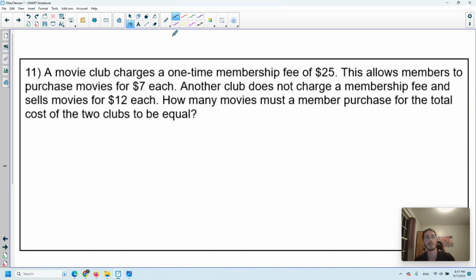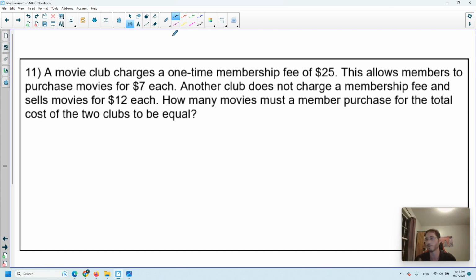Now, this one's unique because if you remember, some of the other questions required you to do an equation. This one does not require you to do an equation, so you are allowed to do any method that you want. So making a nice little chart and being like, okay, what's the price at 1 movie and then 2 and then 3 and then so on until you find out where they're the same, perfectly acceptable.